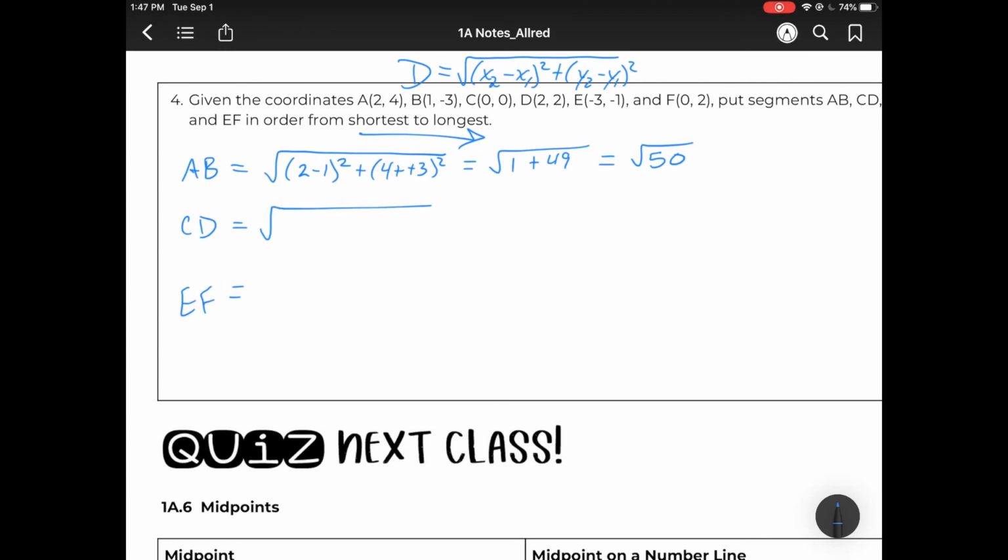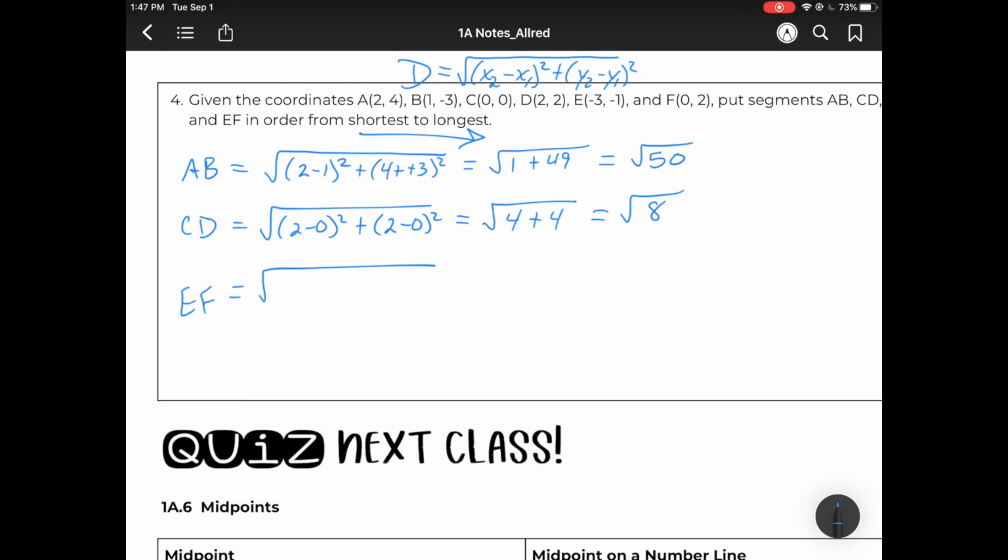For CD, the x's are 0 and 2, so I would do 2 minus 0 squared. The y's are also 0 and 2, so it's also 2 minus 0 squared. Each of those 2 minus 0 is just 2, and then I square each of those. 2 squared is 4, plus another 2 squared means it's plus 4. 4 plus 4 is 8, so that's the square root of 8. Obviously, the square root of 8 has to be less than the square root of 50.